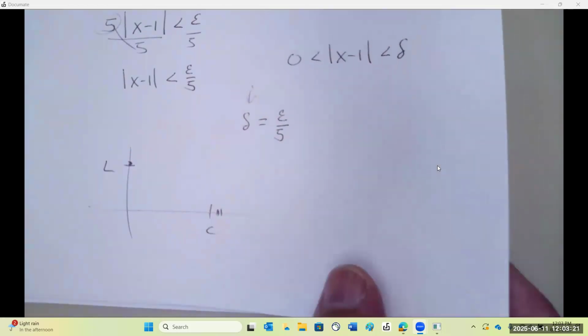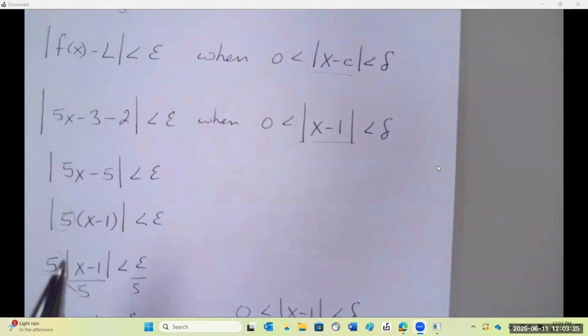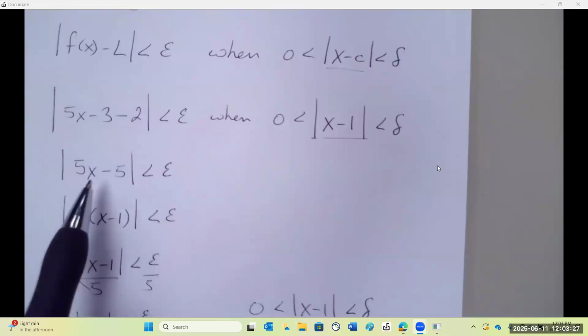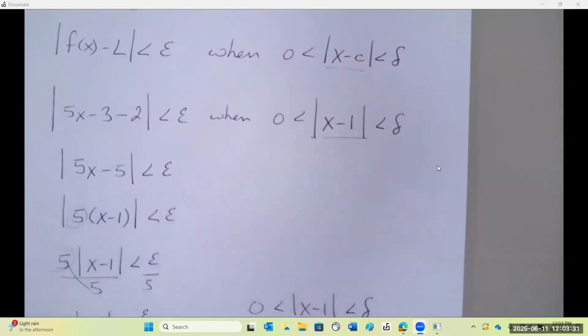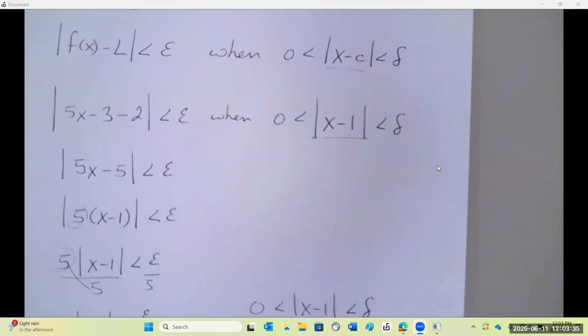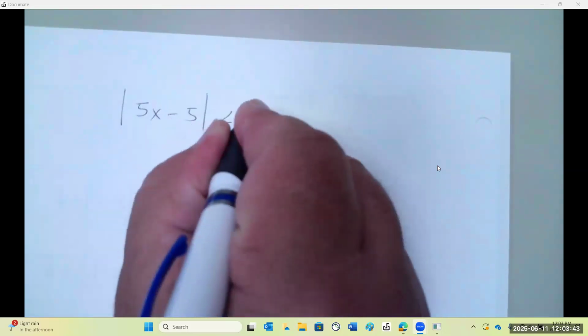Let's look at another example. Let's solve this one. Let's expand that algebraically. Let's solve for x. Now I'll show you why I'm doing that. So we have the absolute value of 5x minus 5 is less than epsilon.